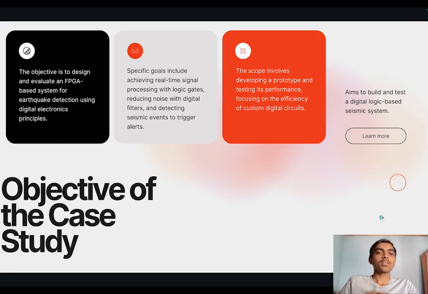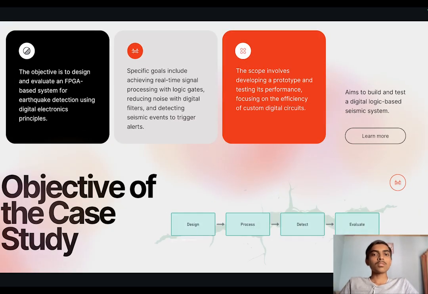The objective of the case study is to design an FPGA system to process seismic signals in real time. We are using logic gates to filter noise, detect events, and trigger alerts, all tested in a prototype. It's digital electronics in action solving a real world problem. Here you can see the process digital logic is using in the below flowchart.